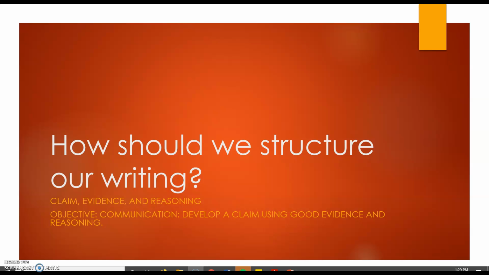So we just finished reading an article about good deeds and whether or not they should be posted in headlines, and it was an opinion article, and you saw lots of examples of claim, evidence, and reasoning. So I'm going to explain what claim, evidence, and reasoning are, and then we'll go back to the article and look at some examples. The objective of this is to practice developing a claim using good evidence and reasoning.